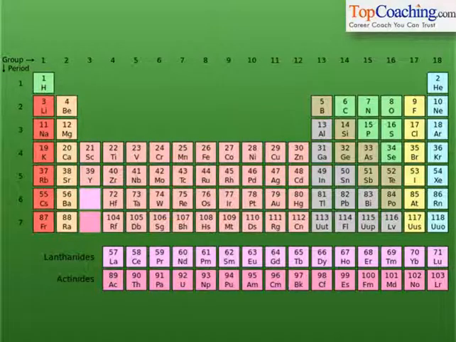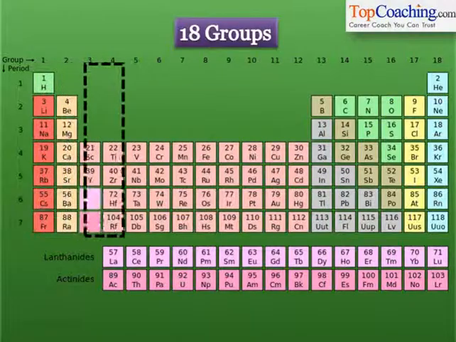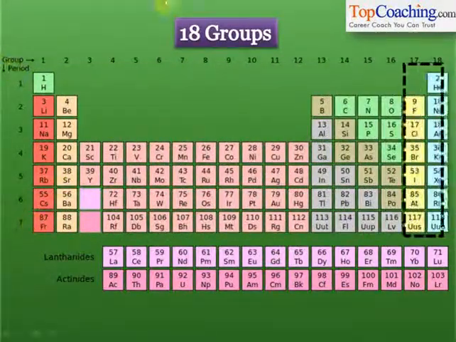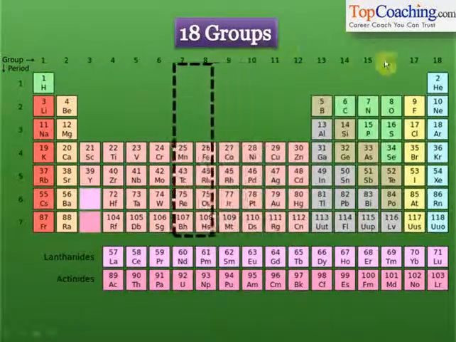Let's study Moseley's periodic table in a bit more detail. The modern periodic table, as Moseley's periodic table was called, consists of 18 groups or 18 columns. You can see that all these columns here are groups and they are numbered from 1 to 18.